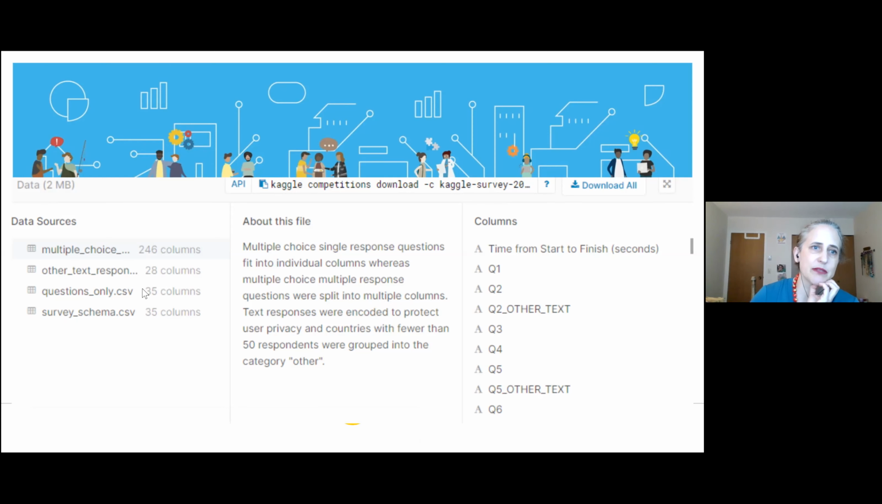The other text responses, to make the data anonymous, they jumbled up the other text, the long text responses, so they can't be linked back to individuals based on their demographics. And the first file is the file with most of the answers with those 246 columns, because questions with select all that apply are spread out over the number of columns, number of choices.